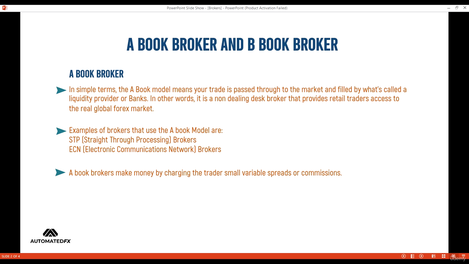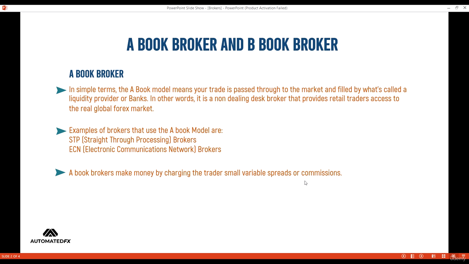Examples of brokers that use the A-book model are the STP brokers and the ECN brokers. STP stands for straight through processing brokers, and ECN stands for electronic communications network brokers. These are the two types of brokers under this category. All they do is reroute your orders to the market, and then they charge you a commission or a variable spread. So A-book brokers make money by charging the trader small variable spreads or commissions.